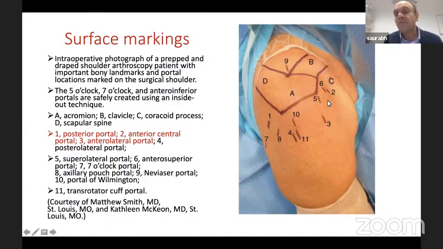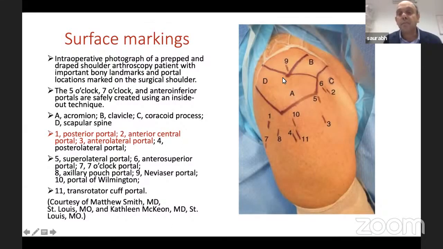Then if you come in the front, this number 6. Now, you can have any number of portals. You can have your own portals as you feel like. But any portal in the front will be for anterior labrum repair, for superior labrum repair, for debridements, for biceps tenotomy, basic, and your subscap repair. You can have portals in different positions also as it suits you.